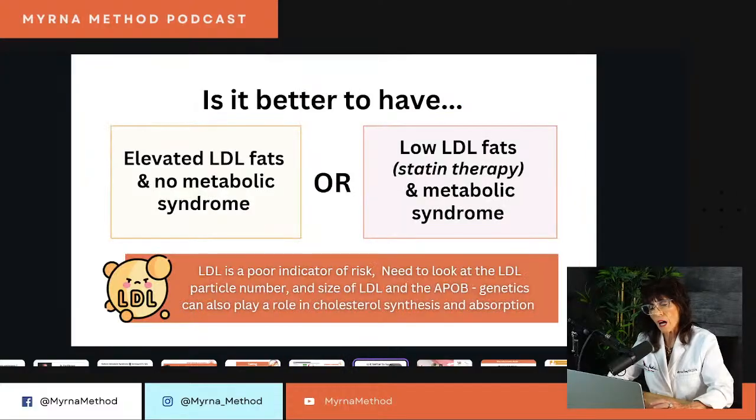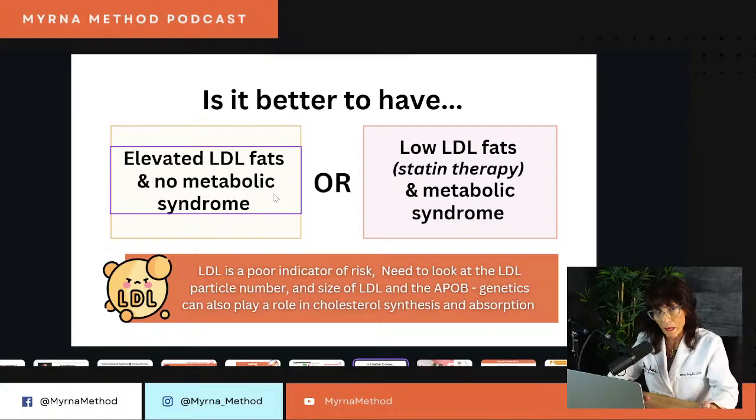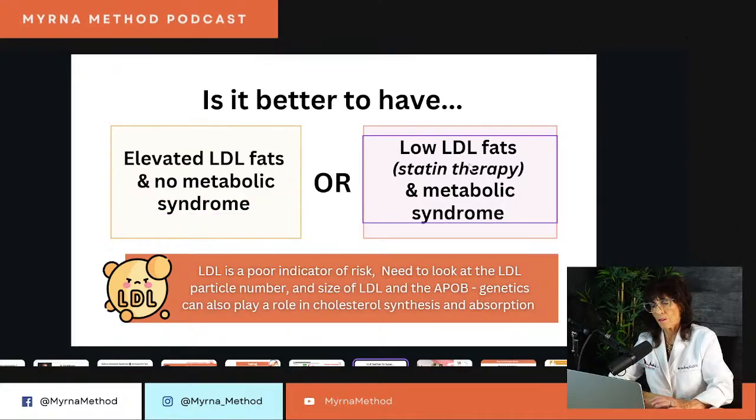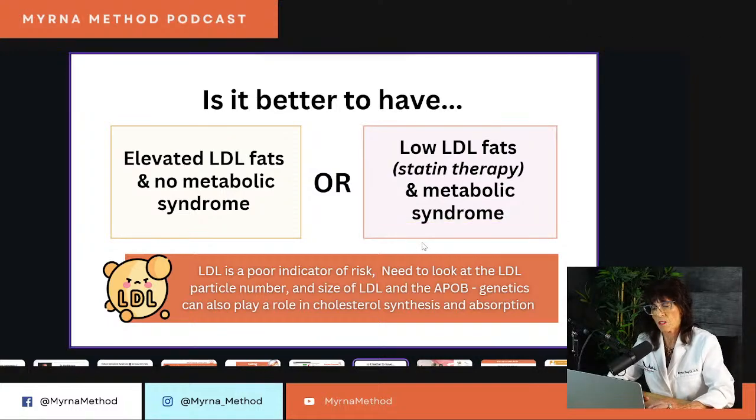So bottom line, is it better to have elevated LDL fats and no metabolic syndrome, or is it better to have low LDL fats on statin therapy and have metabolic syndrome? Well, first of all, a little caveat. LDL is really a poor indicator of risk. Let's just say that. We need to look at the LDL particle number and size. We need to look at the ApoB carrier. We also need to look at certain genetics because cholesterol does play a role in synthesis and absorption.